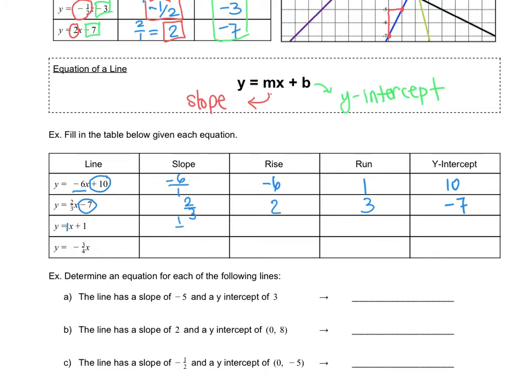So your slope is 1, which we can write as 1 over 1. Rise is 1, run is 1. And your y-intercept is the constant at the end, which is the positive 1.